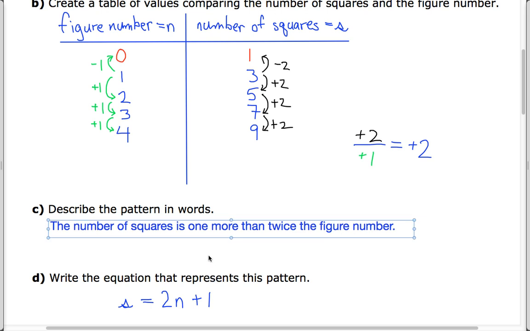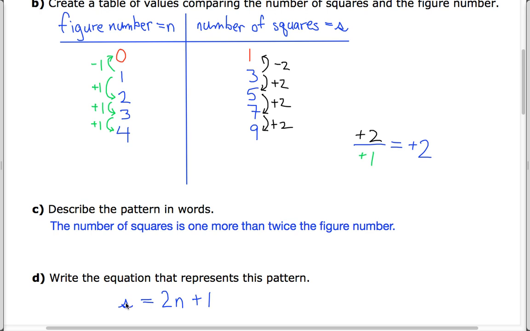So now again, I just want to highlight exactly how we came up with this equation. Recognizing that it's a linear pattern, a linear relationship, because there is a constant ratio between the change in the number of squares and the change in the figure number. That's a 2/1 ratio each time.